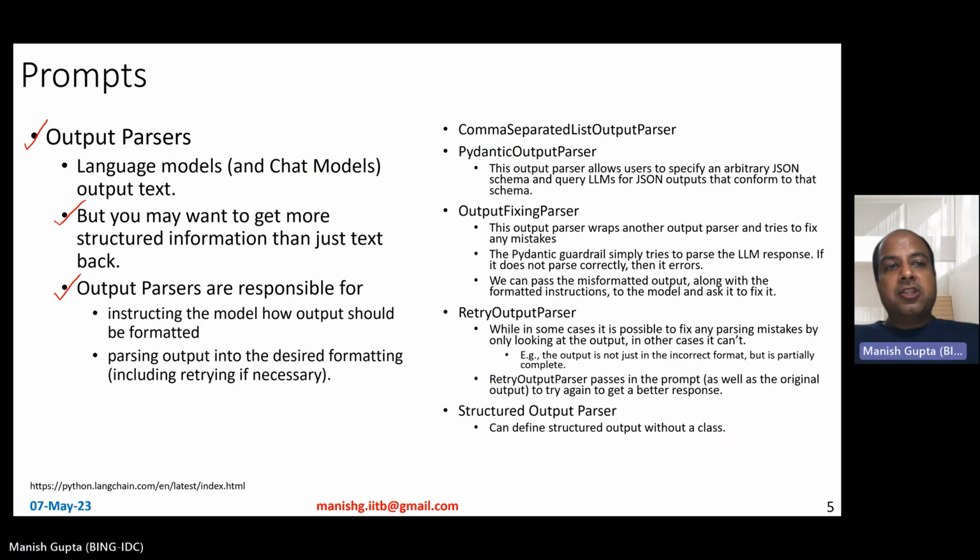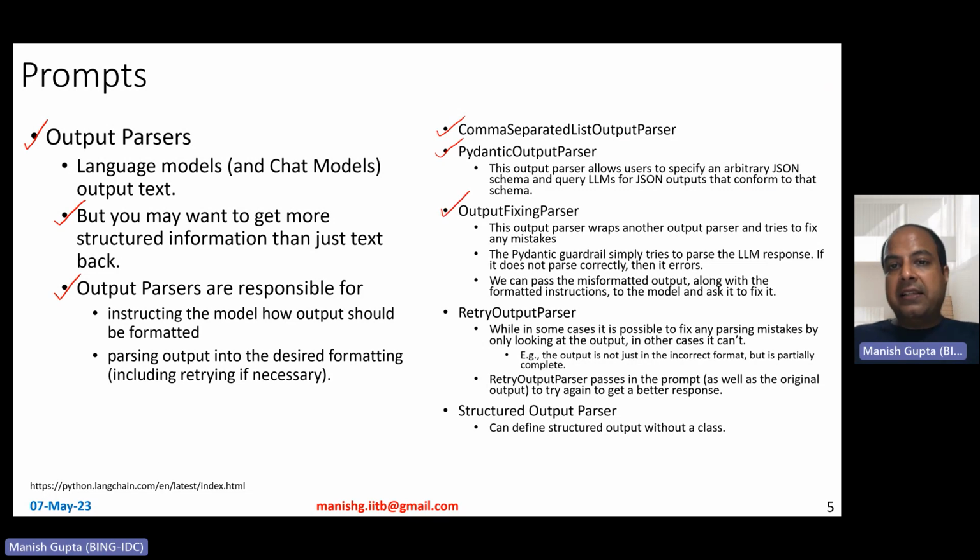Okay. Well, we were talking about output parsers, and yes, there are several kinds of output parsers supported in LangChain. For example, the comma separated list output parser generates a list which is comma separated. Then there is the Pydantic output parser. This output parser allows users to specify an arbitrary JSON schema and query LLMs for JSON outputs that conform to that schema. So you may say, hey, I want to output a movie, and then we should have a movie name, and then maybe the movie star cast and the year in which it was released. And then it takes the output from the LLM and can force the LLM to output in that structured schema.